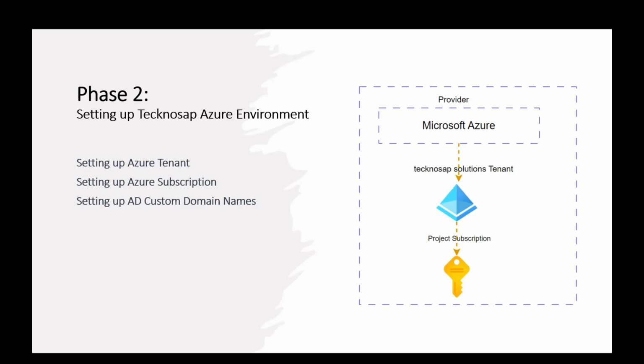Now let's move on to phase 2, where we will lay the foundation for Tecknosap's Azure cloud environment. Here are the labs in phase 2 for the project implementation program. We'll be setting up a new tenant to establish our base. We'll be assigning a subscription for smooth financial management, and we'll be configuring custom domain names for Tecknosap's unique identity in the cloud. We will use Azure Portal for this lab's implementation. Without further ado, I'll see you on the other side.